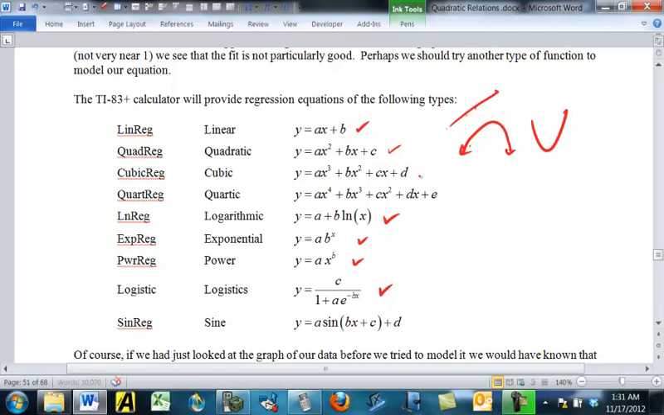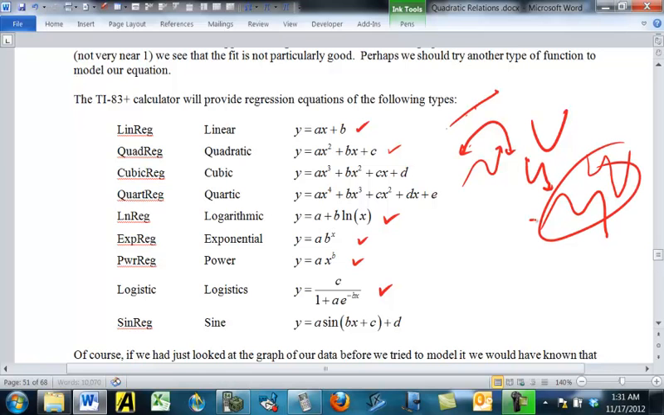If it looks like you have two changes of direction, up and down and back up again, or down, up, down, like that, cubic. And a quartic is down, up, down, or up, down, or down, up. This would be fourth degree. We'll talk about this more next time, in the next part when we talk about polynomials. So look at the basic shape and decide which one is reasonable.